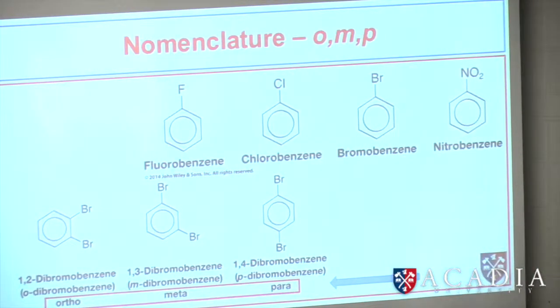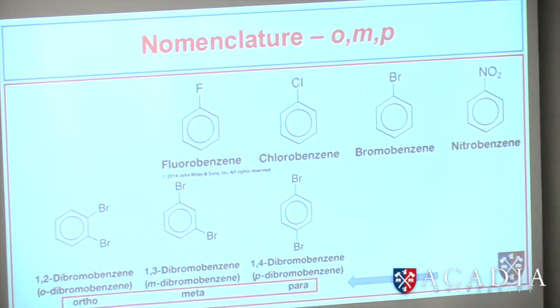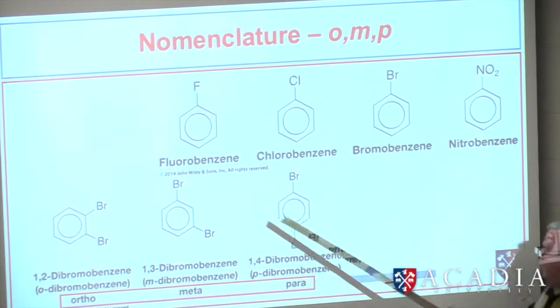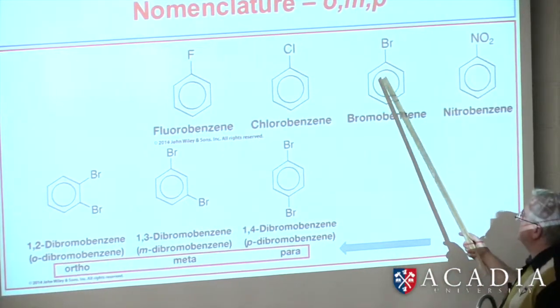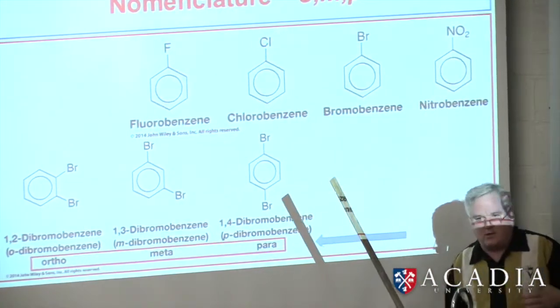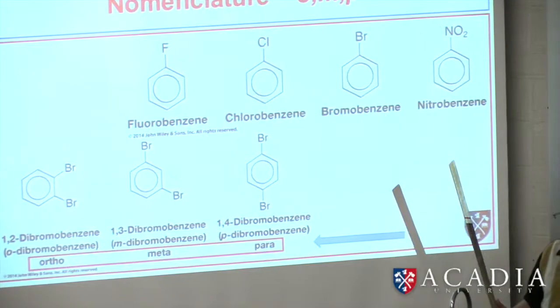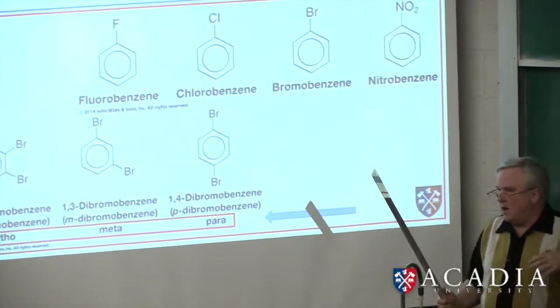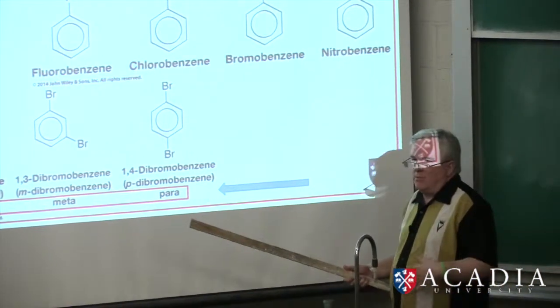Nomenclature, our favorite thing. So we talk about benzenes. If we put one substituent on them, we can just call it fluorobenzene, chlorobenzene, bromobenzene, nitrobenzene. Okay? All the structures I'm going to show you today, I expect you to be able to name. Some of them will have several possible names.